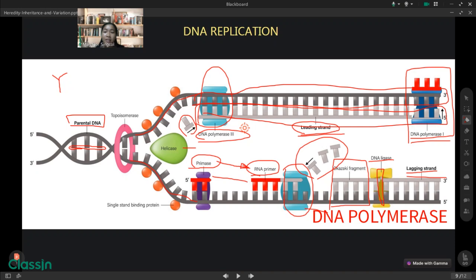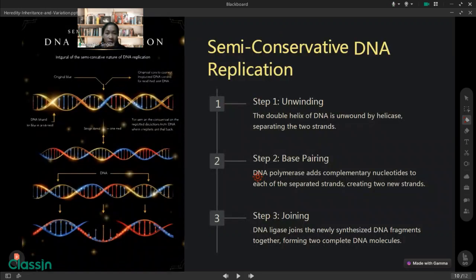So, because of the result, DNA replication is referred to as a semi-conservative process. Kaya wala siya tanggal or wala siya etchapera nga processes. So, tanan is ginakuha gid siya. So, conservative processes iyahang way. So, semi-conservative DNA replication. So, first is the unwinding.